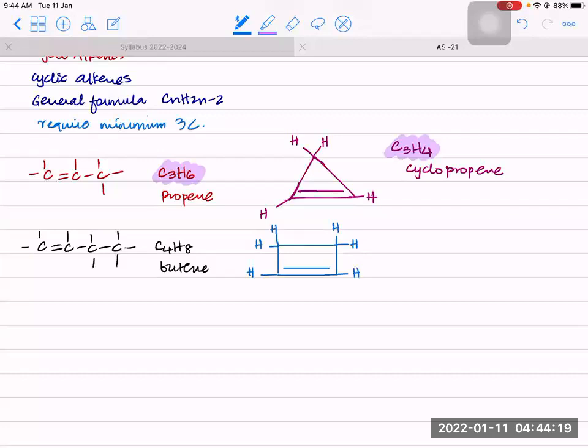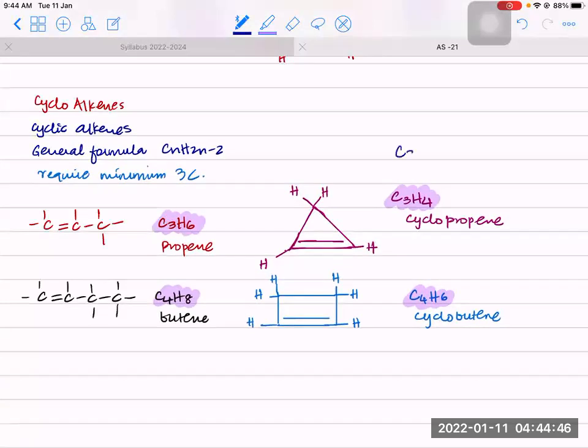And this becomes C4H8. That becomes C4H6. And we call this what? Cyclobutene. Do you see from straight chain, we make a cyclic compound by losing 2 hydrogens. Clear? And if you see the general formula, that applies here as well. CnH2n minus 2. So C3H2 times 3 minus 2, and that gives you C3H4. Clear? So the general formula also applies.